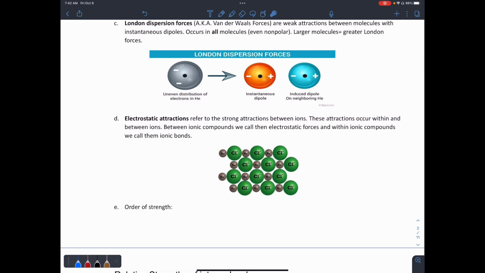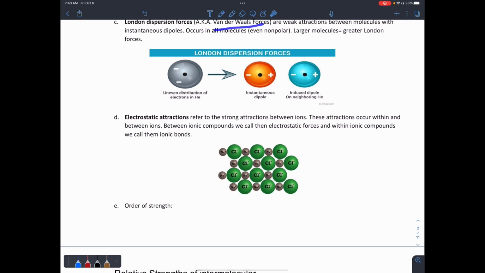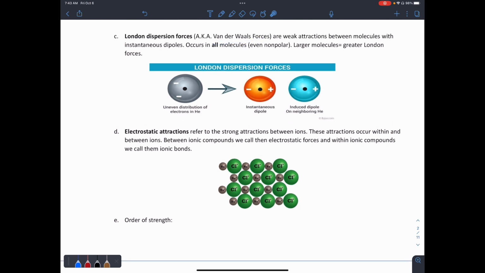There are two more intermolecular forces that we need to know for this unit. The next one is called London dispersion forces, or van der Waals forces. That's another name. Now, these are really weak attractions between molecules with instantaneous dipoles. So just for an instant, it occurs in all molecules. Every single molecule has the capacity to do this, whether it is polar or not. And it's important to note that larger molecules have greater London forces.